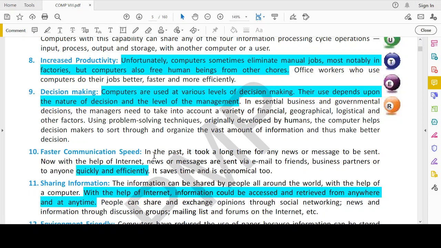Faster communication speed. In the past, it took a long time for any messages to be sent. Now with the help of internet, new messages are sent via email to friends, business partners, to anyone quickly and efficiently. It saves time and is economical too.